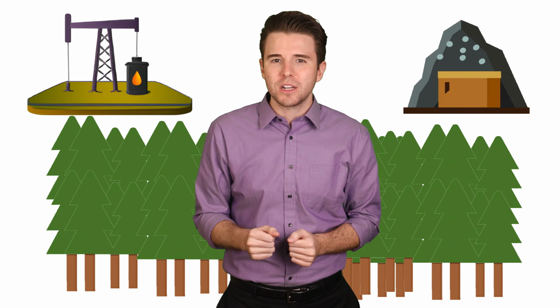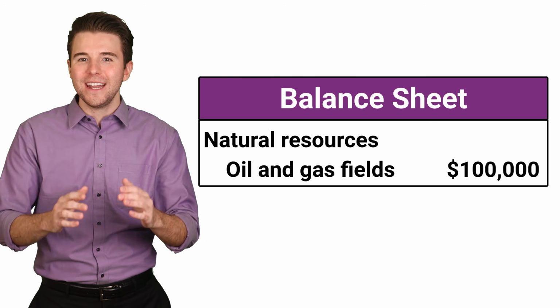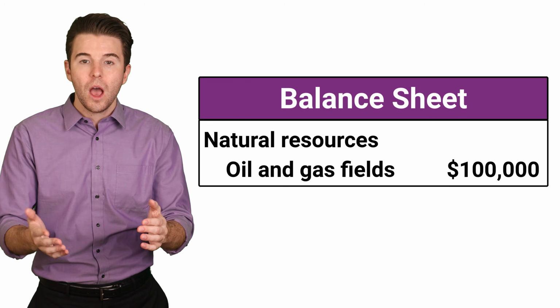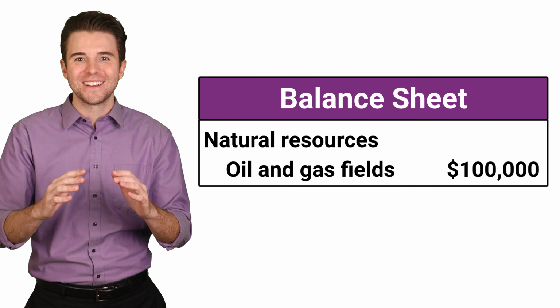Natural resources include assets like oil and gas fields, mineral deposits, and forests. Depletion is taking the cost of a natural resource and allocating it to the period when the resource is consumed, kind of like units of production depreciation. In accounting for these natural resources, they are reported as non-current assets on the balance sheet until they are converted into raw materials inventory. All right, let's do an example.